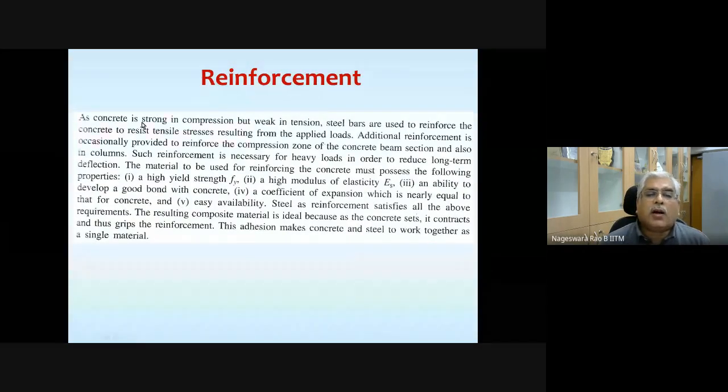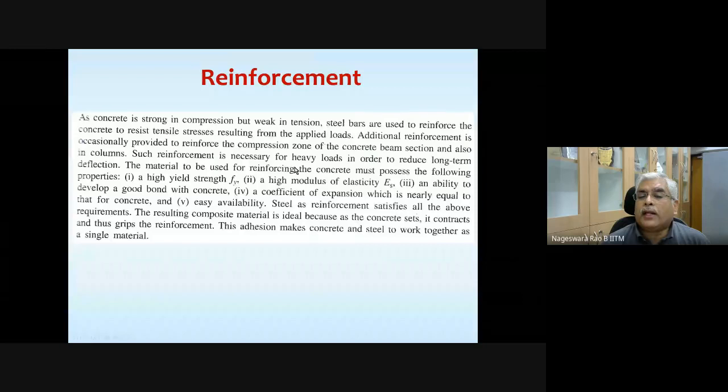Okay. As concrete is strong in compression but weak in tension, steel bars are used to reinforce concrete to resist tensile stresses resulting from the applied loads. Additional reinforcement is also occasionally provided to reinforce the compression region of the concrete beam section. Also in columns, such reinforcement is necessary for heavy loads in order to reduce long-term deflection.